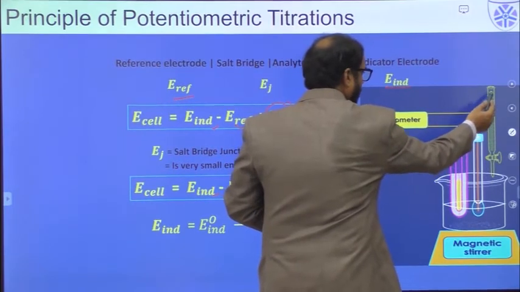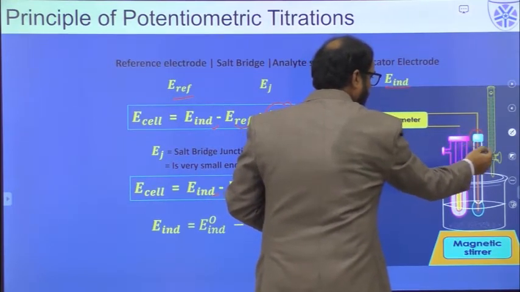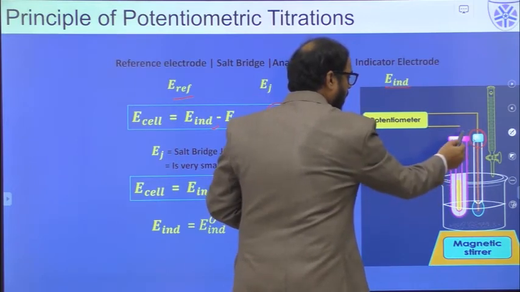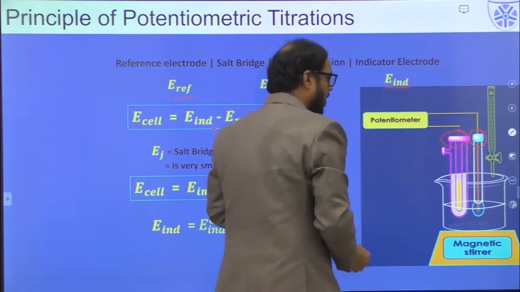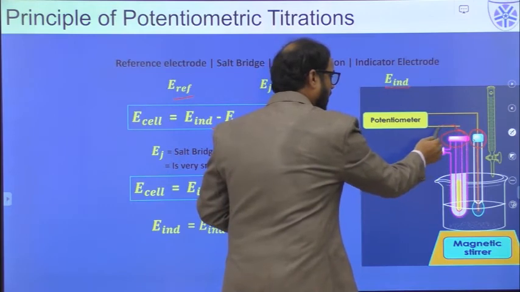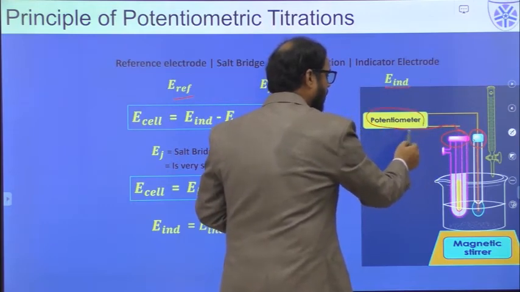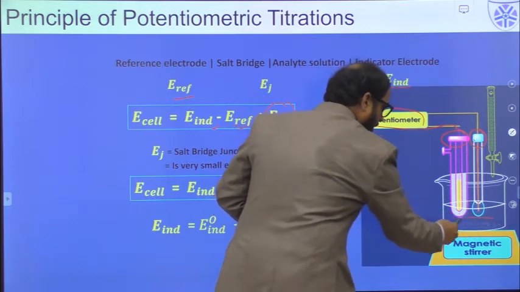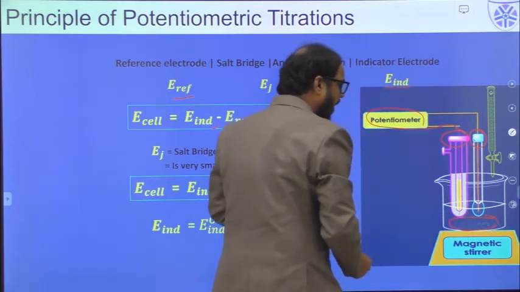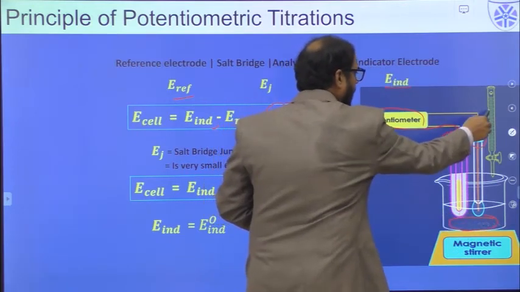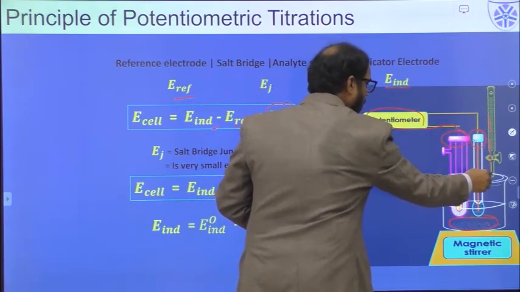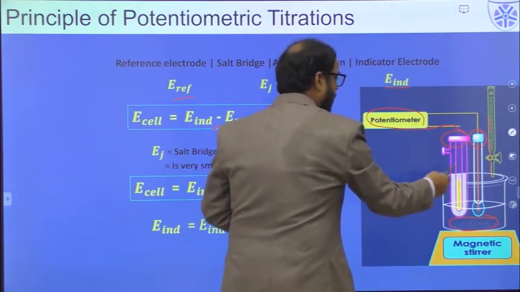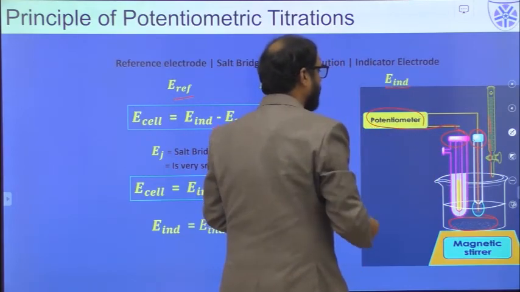We have got a setup where this is the indicator electrode and we have got another reference electrode. Both are connected and this potential difference is measured by a potentiometer. We are going to take the analyte in a beaker and the titrant is added drop by drop over a period of time, and this difference of potential is recorded by a potentiometer.